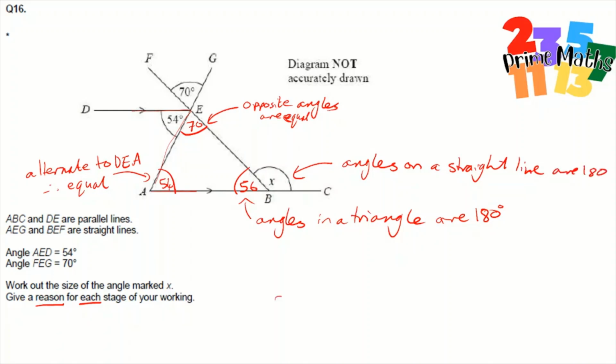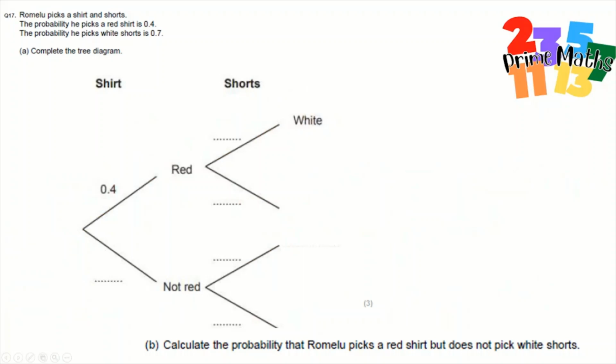This means that our angle X is equal to 180 minus 56, which is 124 degrees. Question 17 is a probability question. First, we had to fill in the probabilities.